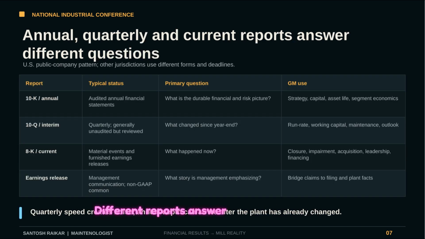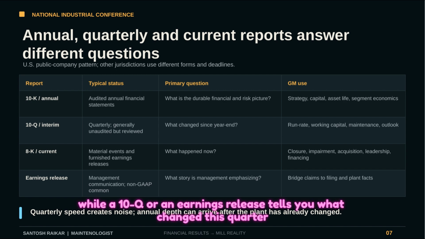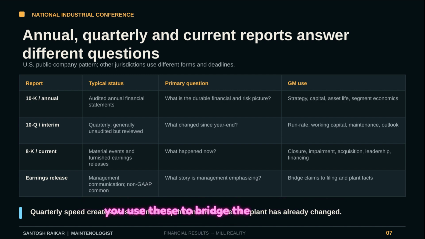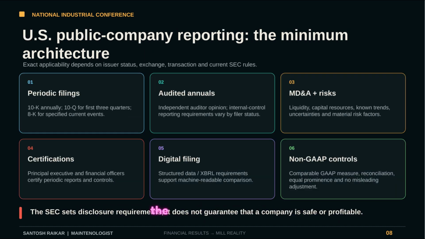Different reports answer different questions. A 10K gives you the big strategic picture, while a 10Q or an earnings release tells you what changed this quarter. As a GM, you use these to bridge the gap between management's claims and the facts on the ground. For U.S. public companies, the architecture is rigid. It includes audited annuals and a section called MD&A, Management's Discussion and Analysis. This is where trends and risks are disclosed.